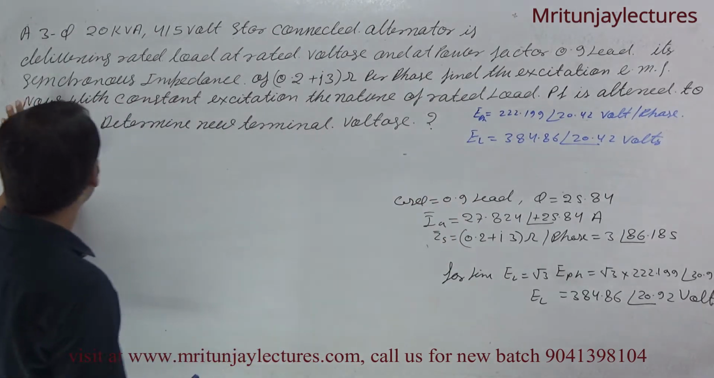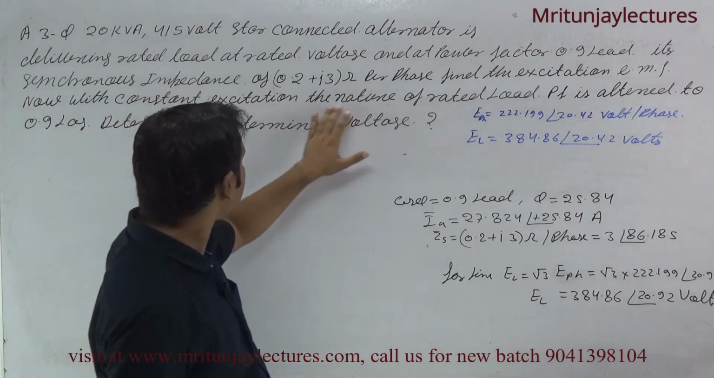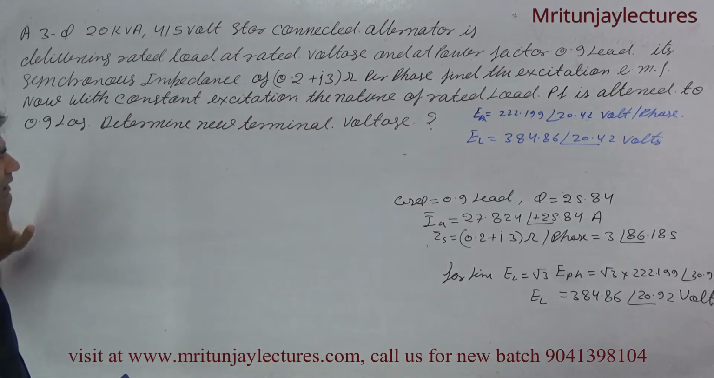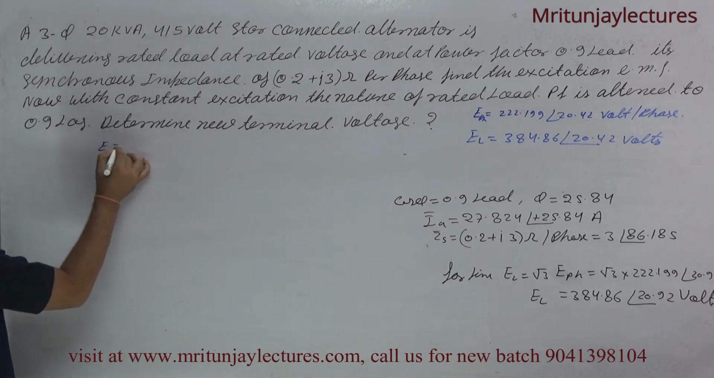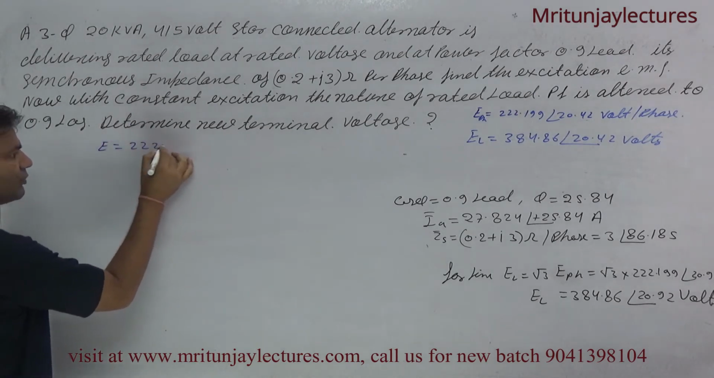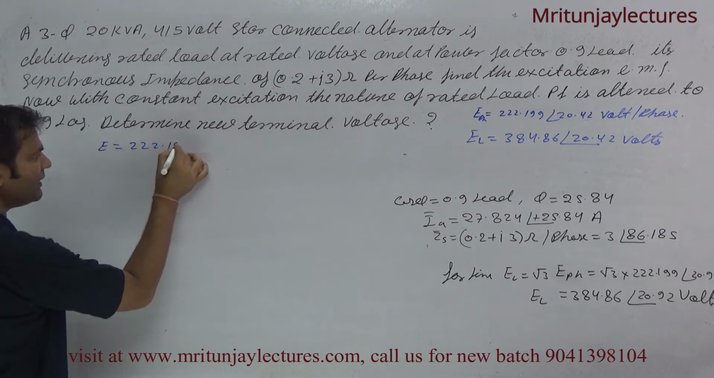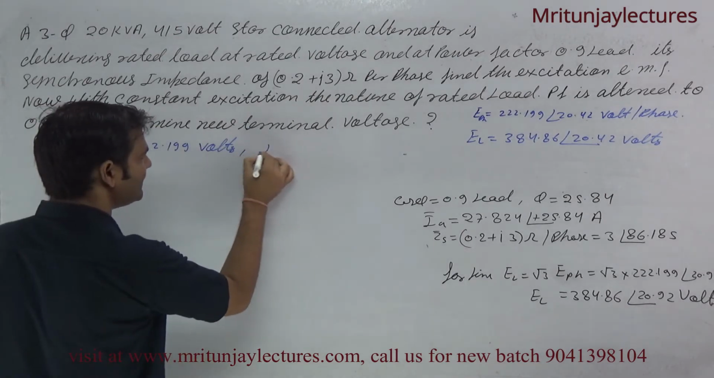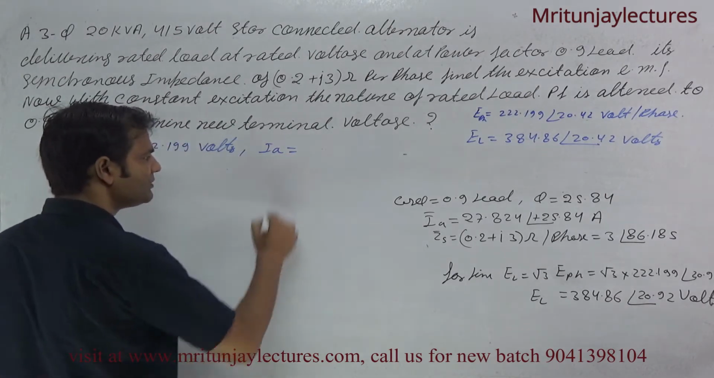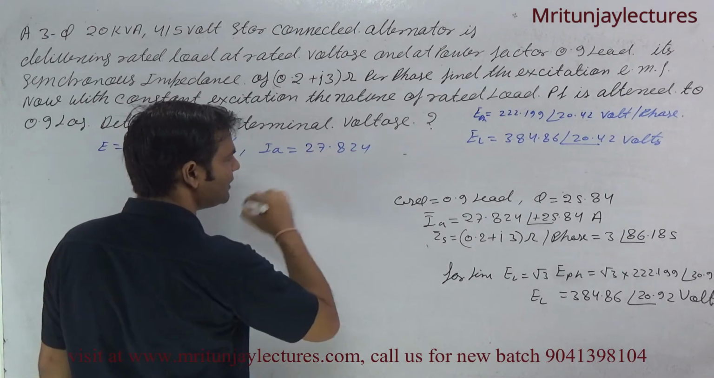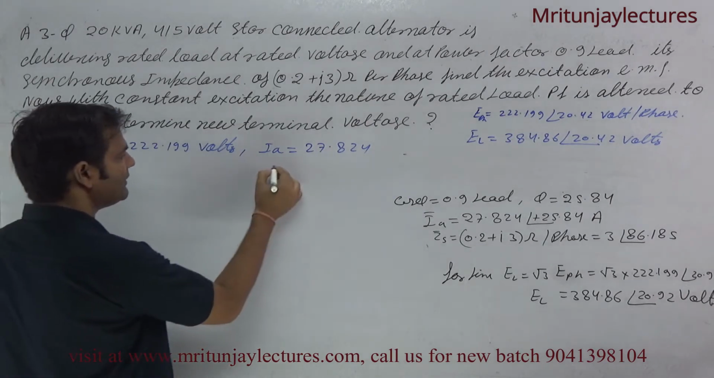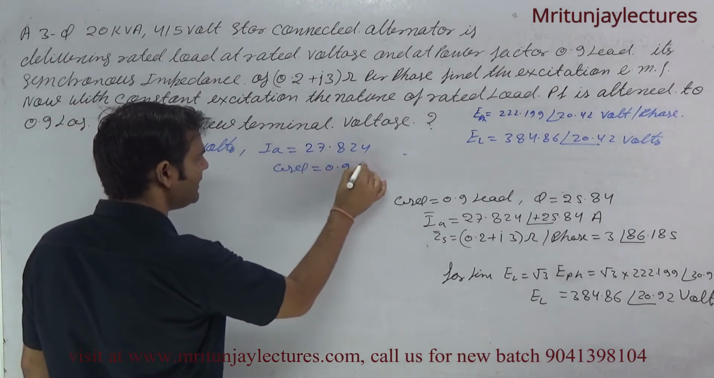Okay, now with constant excitation, the nature of the rated load power factor is altered to 0.9 lagging. Means excitation is constant, that is per phase 222.199 volt. And the armature current is also constant, 27.824. But the power factor is changed. So cos phi is equal to 0.9 lagging.